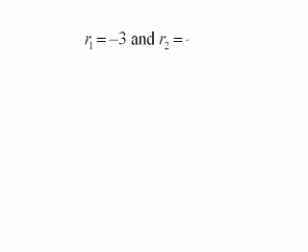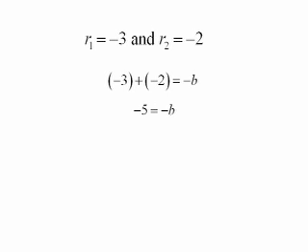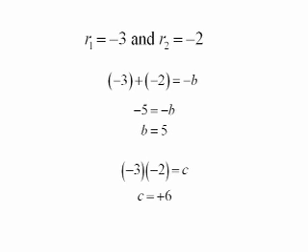Suppose we are given the real roots, negative 3 and negative 2. Then the sum of the roots equals negative b. When we do the calculations, we find that b equals 5. We also know that the product of the roots equals c. c turns out to equal 6.